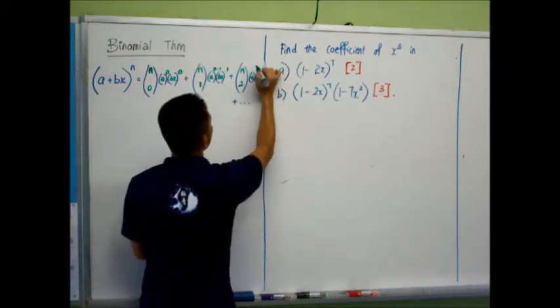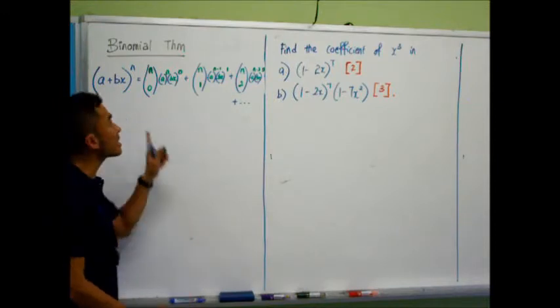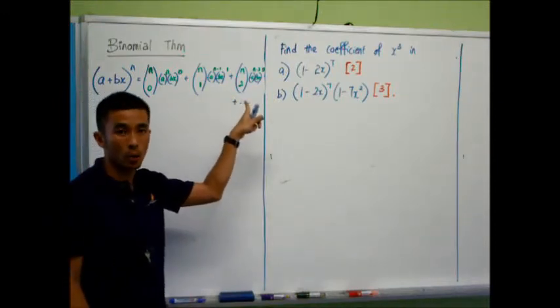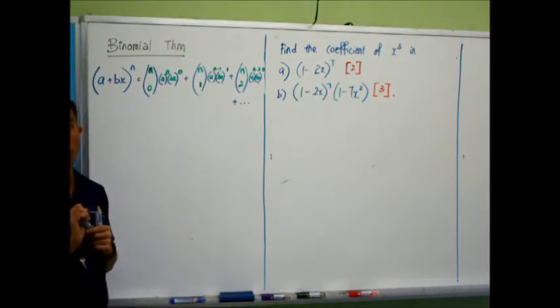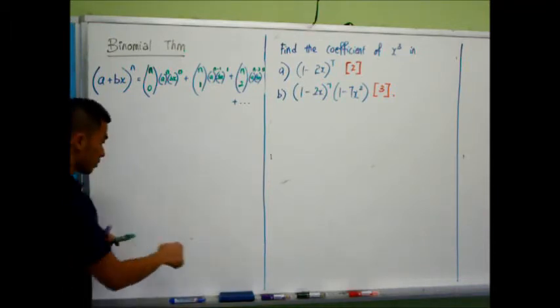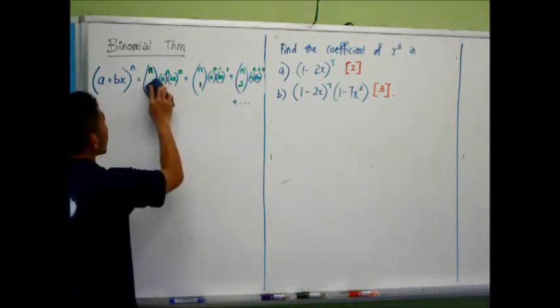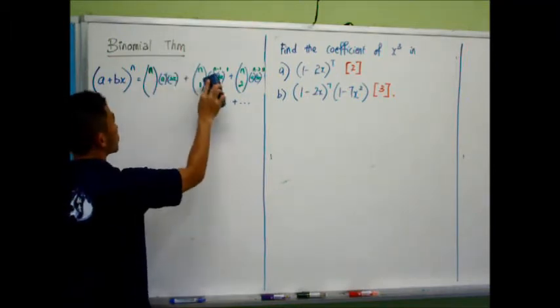Alright, I'm just going to continue to write the pattern. And this is for ascending power. If it's descending power, it will be the other way around. Okay? Now, if descending power, what do I do? Let me show you.